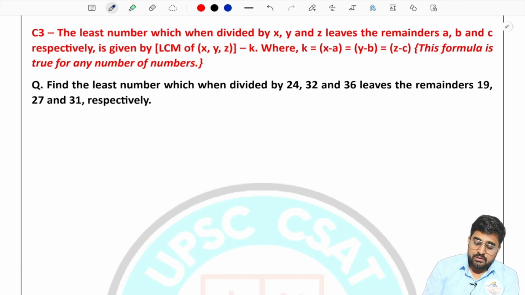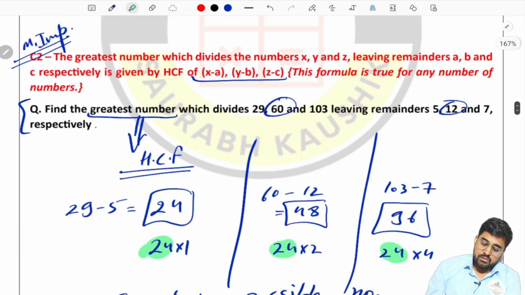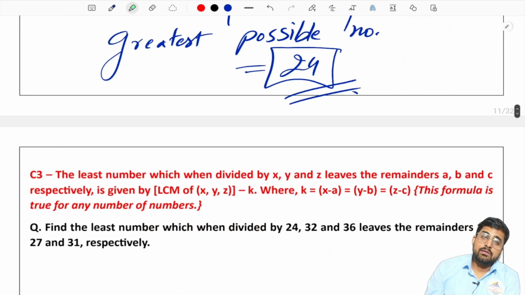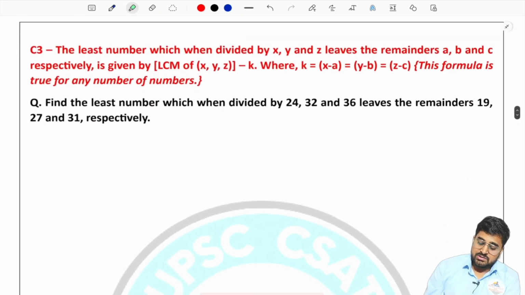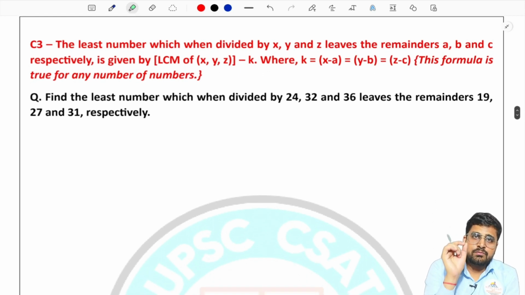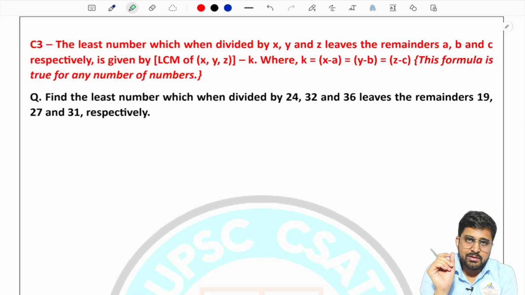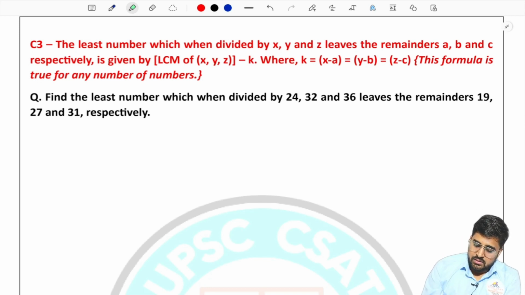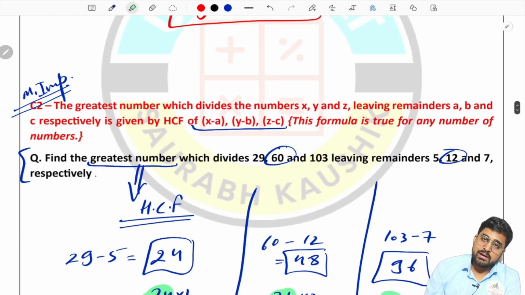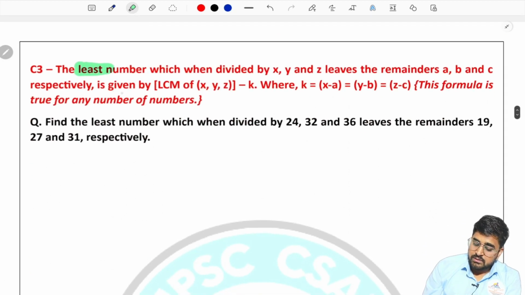Now this one is very similar to concept number 2, but don't get confused here. Please pay attention. There are a few minor changes in this concept. Concept three says: the least number which when divided by x, y, and z leaves remainders a, b, and c respectively. First of all, we are talking about the least number here. In concept number 2, we were talking about the greatest number. Now it is given by LCM, because we are talking about the least.